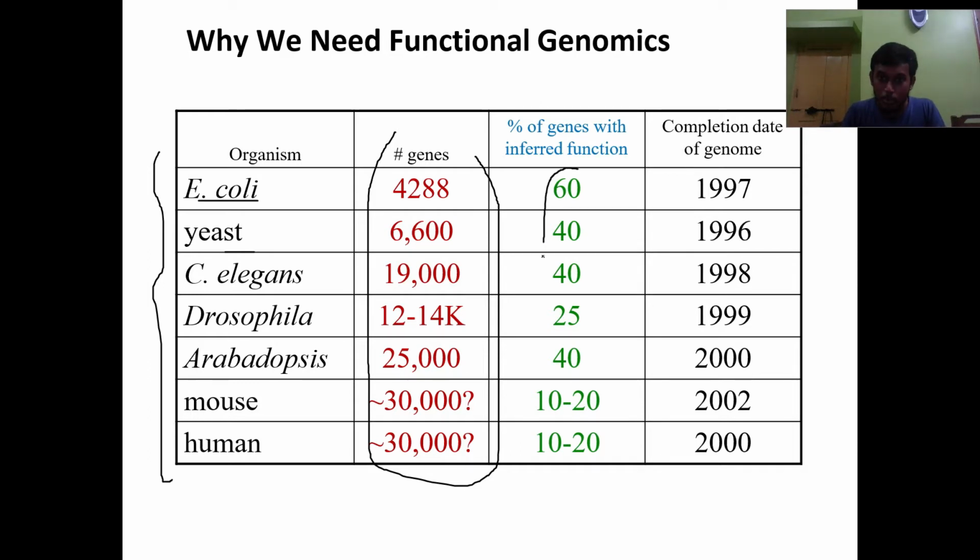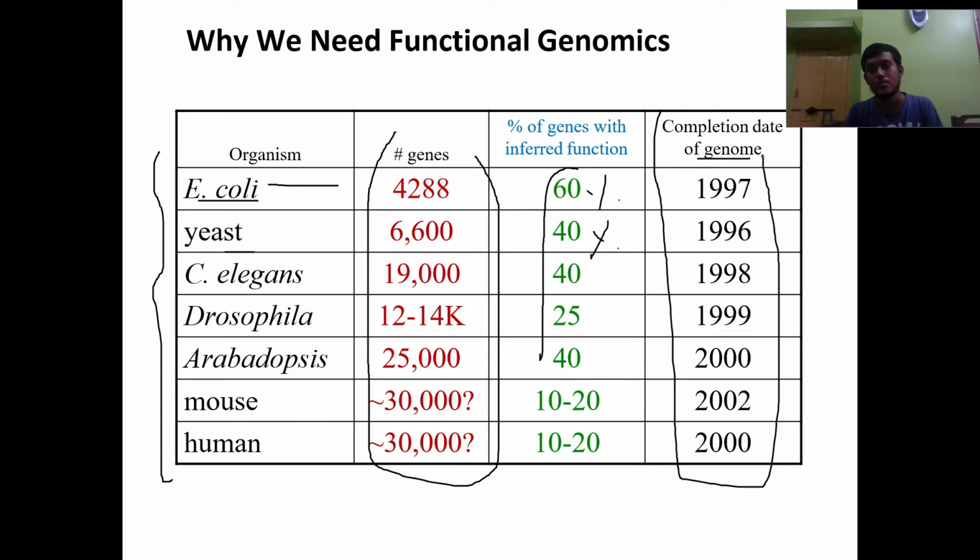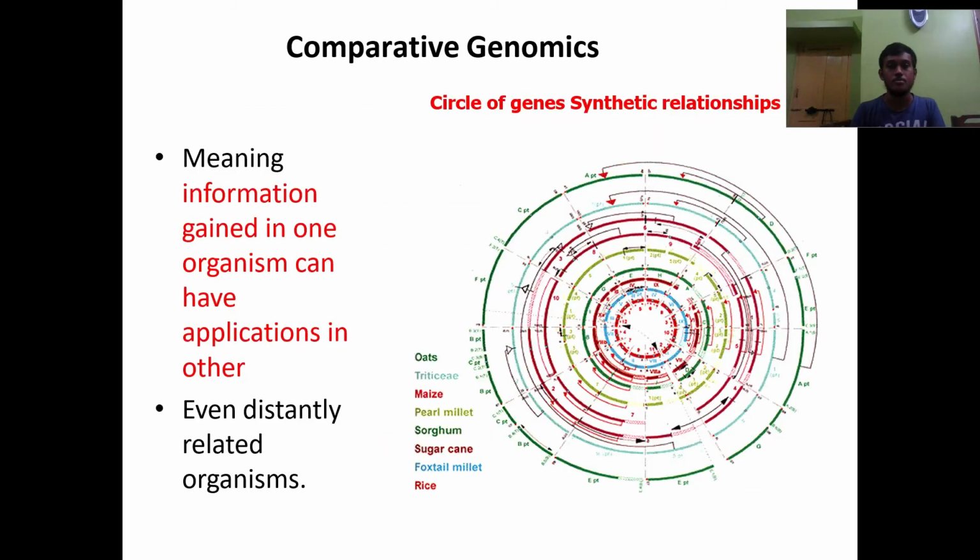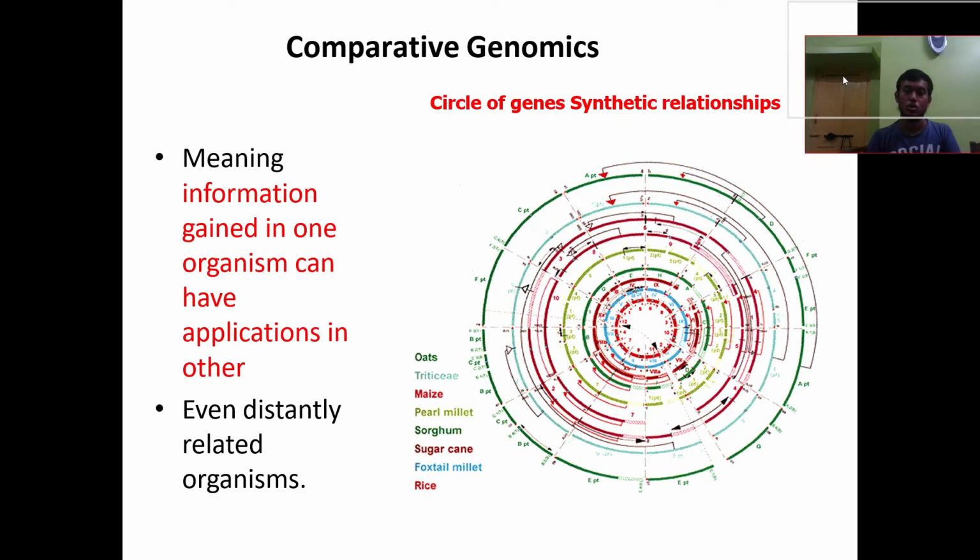So these are the gene percentages. This is 60%, we have 40%. These are the percentages given with inferred functions. Also we have the completion date of the genome. The E. coli genome was completed in 1997, and along with it we have other organisms with their dates as well. Talking about the next part, which is comparative genomics.